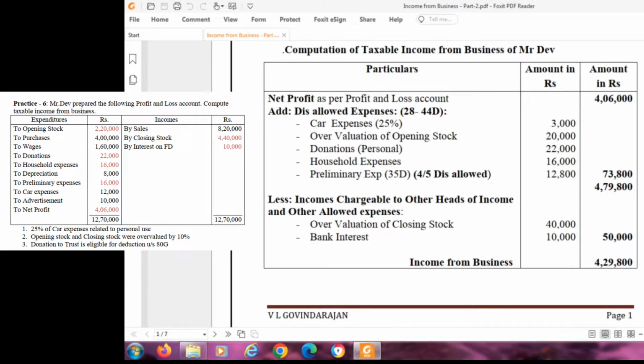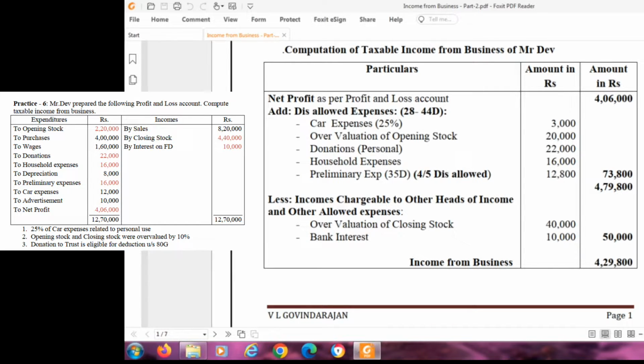4 lakh. So 40,000 was overvalued. If we reduce 40,000 here, it will affect this total, and also affect the net profit. That means net profit will be reduced. So overvaluation of closing stock will be deductible. Okay.